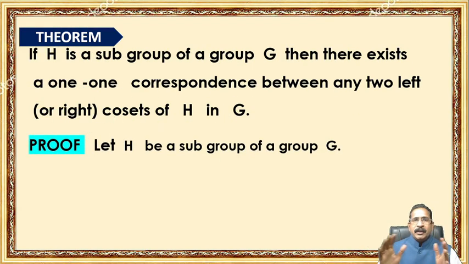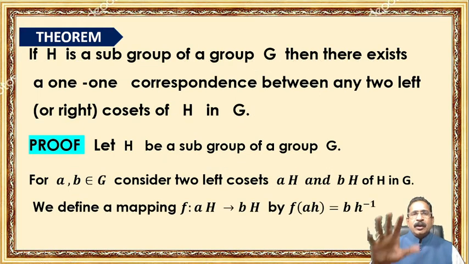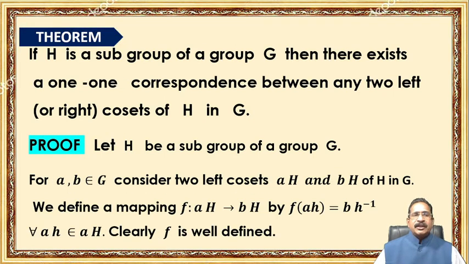Let H be a subgroup of group G. Take two elements a and b in G, and let aH and bH be two left cosets of H in G. Now we define a map f from aH to bH by f of ah equals bh inverse, for all ah belonging to aH. Clearly, this map is well defined.